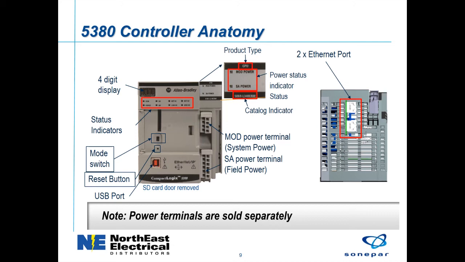And then on the bottom are the 2 Ethernet ports, and you can configure them for either one IP address for a device level ring, or 2 separate IP addresses if you want one port to go up to a LAN and the other one to be the local private network.